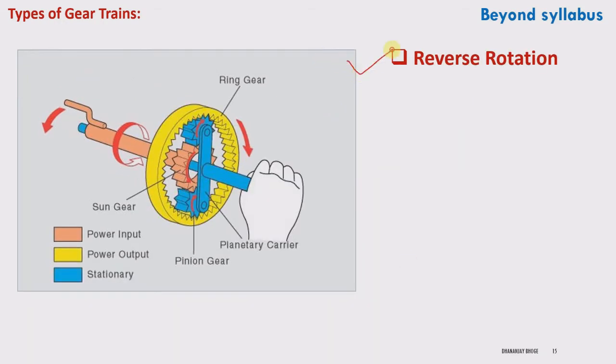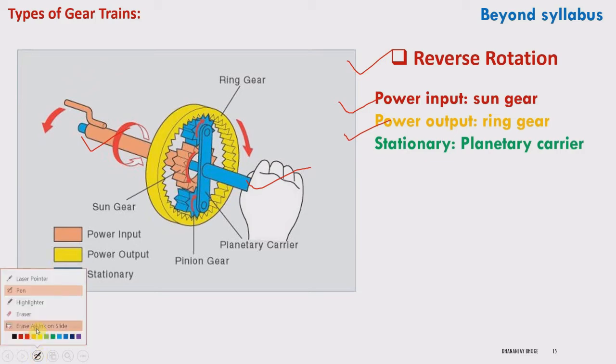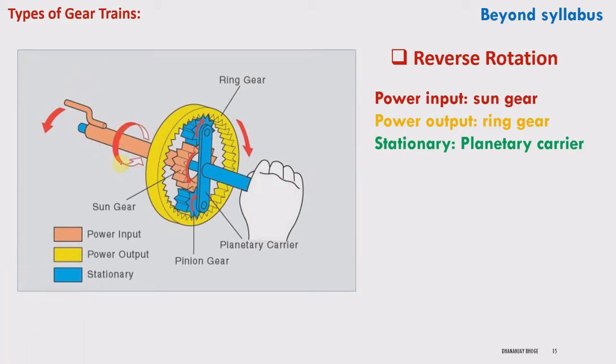The case number 3 is that of reverse rotation. In this, we fix the planet carrier. Planet carrier shown in blue color is held stationary. Power input is given to the sun gear and power output is taken at the ring gear. Now, let us try to simulate the motion of all these gear members. Say the sun gear is rotated in counterclockwise sense. Since the sun gear is in mesh with planet gears externally, it will rotate the planet gears in clockwise sense, that is in opposite direction.